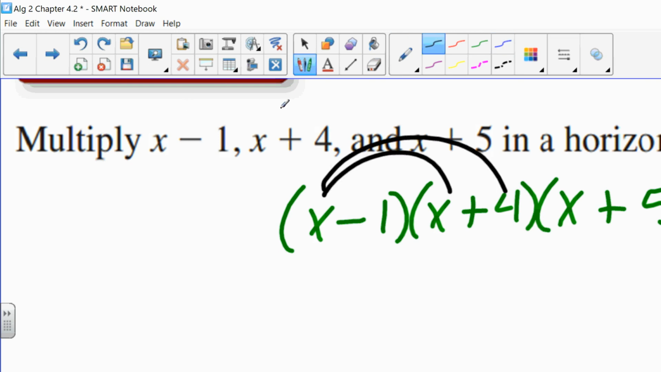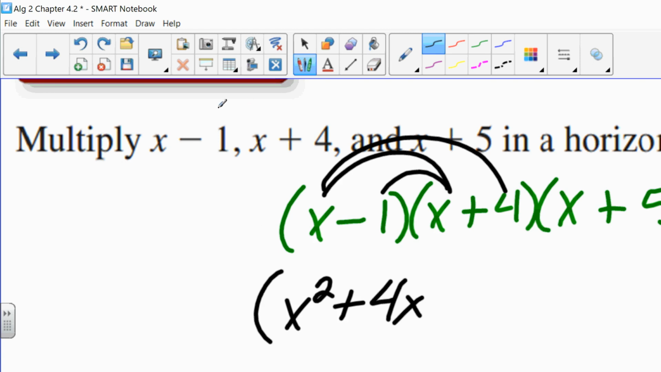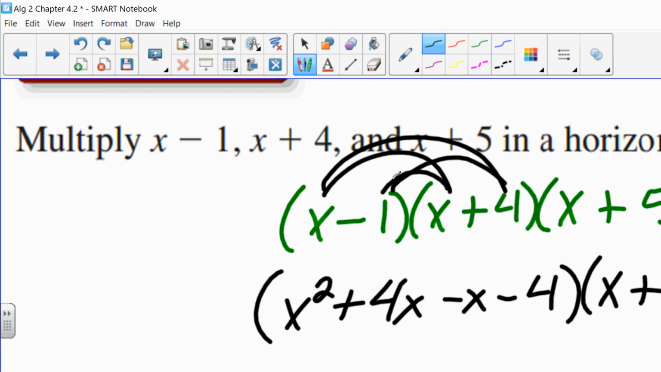And we'll do exactly what we just did. So we'll do x times x, which is x squared. Then we can do x times 4, which is plus 4x. Then we'll do the exact same thing with negative 1. Negative 1 times x would be negative x, and negative 1 times 4 would be negative 4. And we get this here. Now what would we do next?